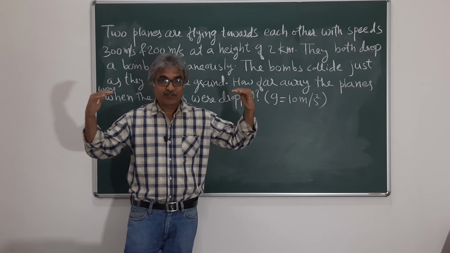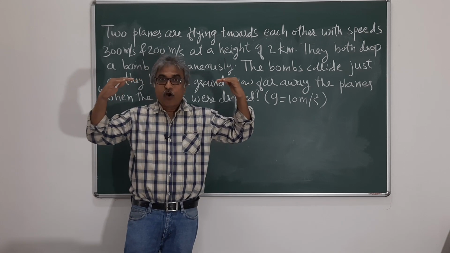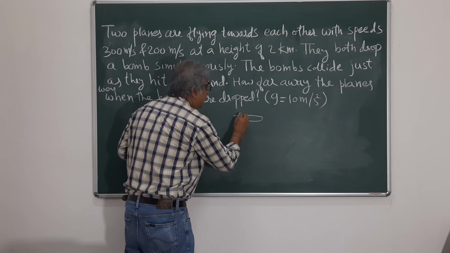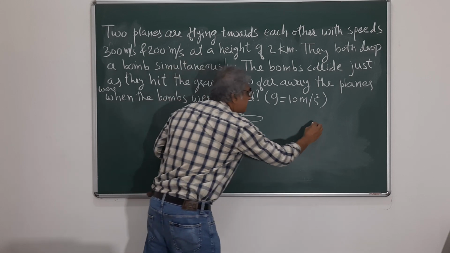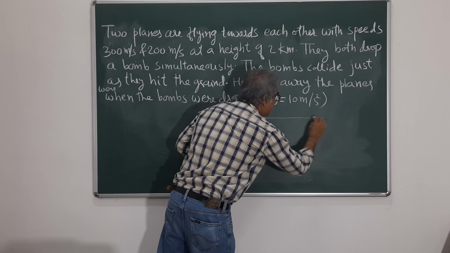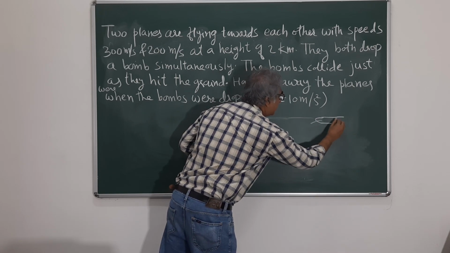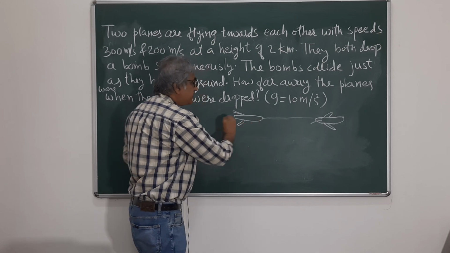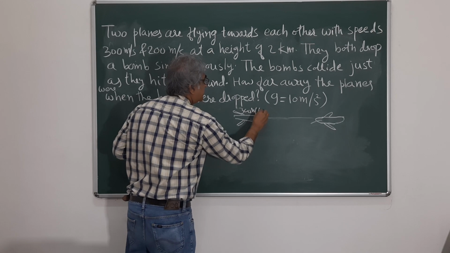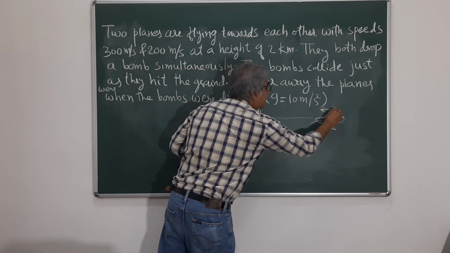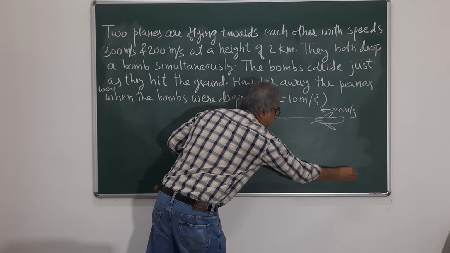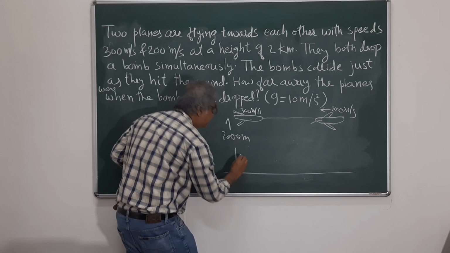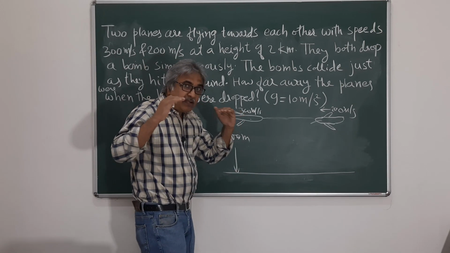Two planes traveling towards each other at the same height of 2 kilometers from the ground. They drop a bomb. So let's say this is a plane, one plane, at the same level. So this is another plane. What we know is the velocity with which this is traveling is 300 meters per second. This is traveling, let's say, in this direction, is 200 meters per second. They are from the ground, they are at 2000 meters, 2 kilometers. And they simultaneously drop a bomb, right?